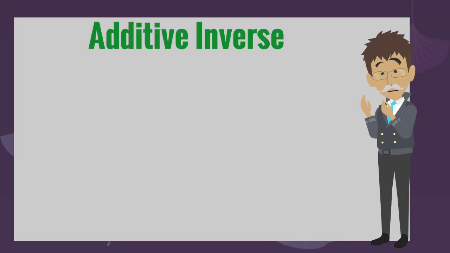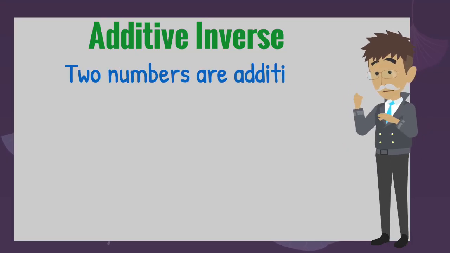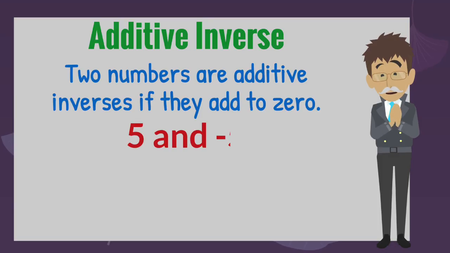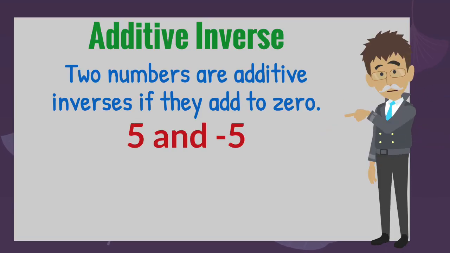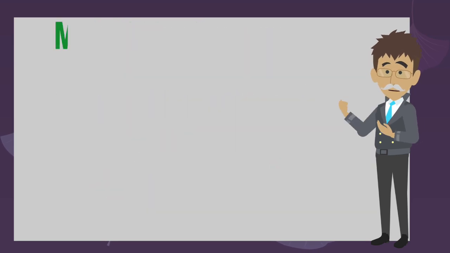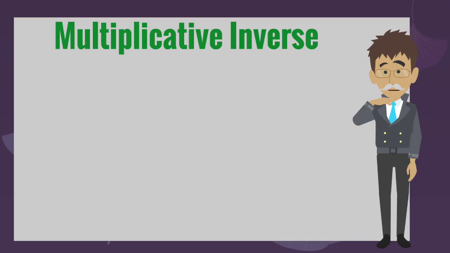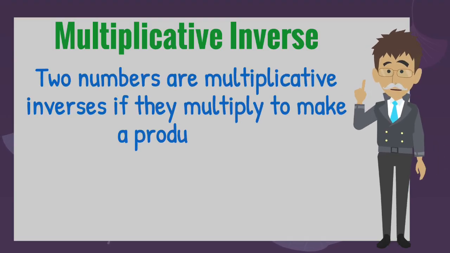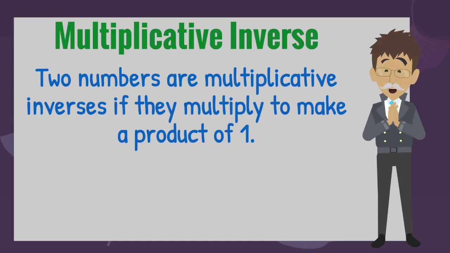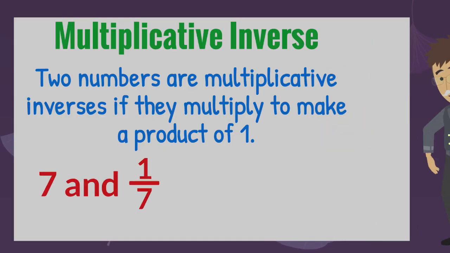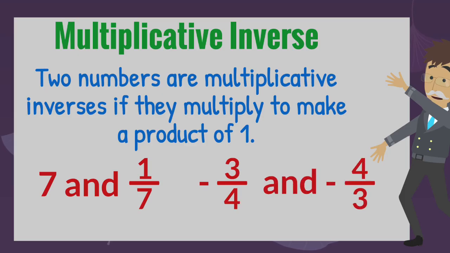Additive inverse. Two numbers are additive inverses if they add to 0. For example, 5 and -5 are additive inverses, as are -7 and 1/2 and 7 and 1/2. Multiplicative inverse. Two numbers are multiplicative inverses if they multiply to make a product of 1. For example, 7 and 1/7 are multiplicative inverses, as are -3/4 and -4/3.